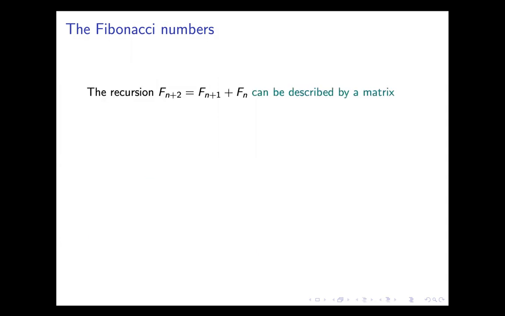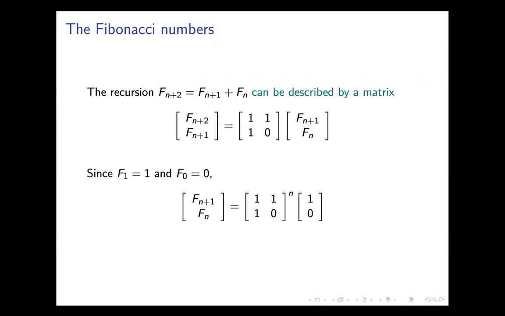The recursion rule F_{n+2} = F_{n+1} + F_n can be described by a matrix, right? It's the matrix 1, 1, 1, 0 written in the basis like that. It gives the state for the next n as a linear transformation applied to the state at the previous position. Since we have decided to pick F_1 equals 1 and F_0 equals 0, you can write it like this: you need to act with the matrix 1, 1, 1, 0 to the power n on the column vector 1, 0.